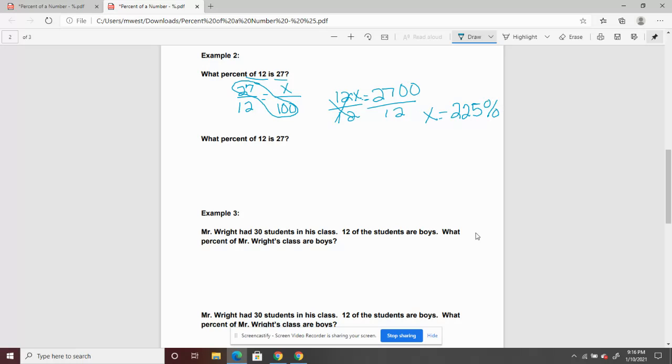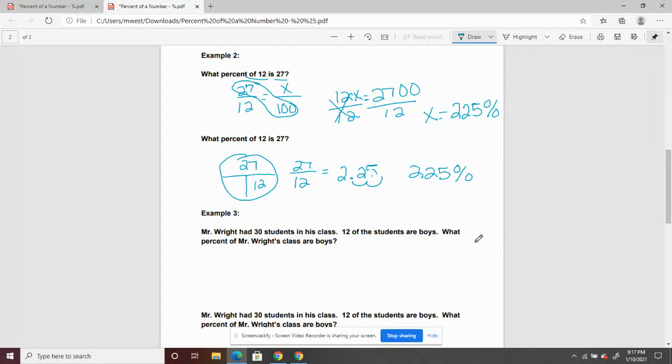All right, and looking at it the other way, our of is 12, and our part is 27. So that means 27 divided by 12, and we get 2.25. But that's a decimal. So we want to move the decimal 2 places to the right, and that gives us 225%.